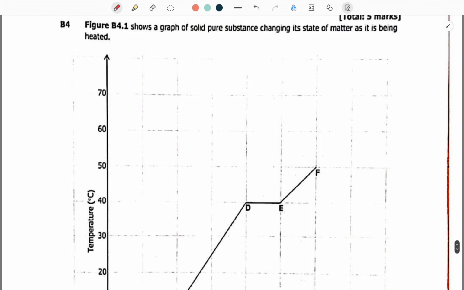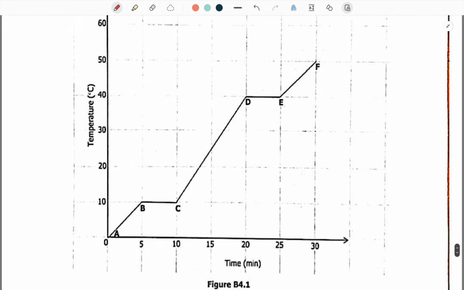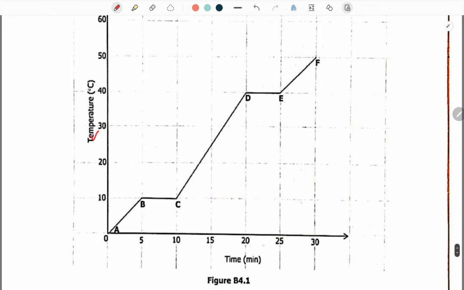Figure B 4.1 shows a graph of a solid pure substance changing its state of matter as it is being heated. So you have a heating curve here. Of course, this is your temperature, and this is your time. This is what I want you to notice. At 0, you have a solid. From A to B, the solid is melting. It's being heated.